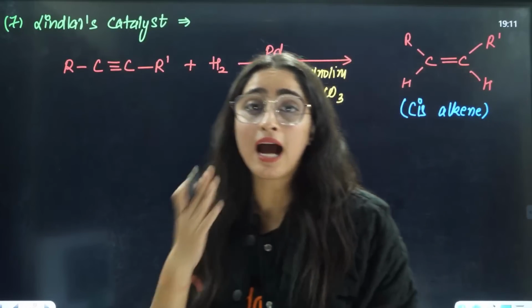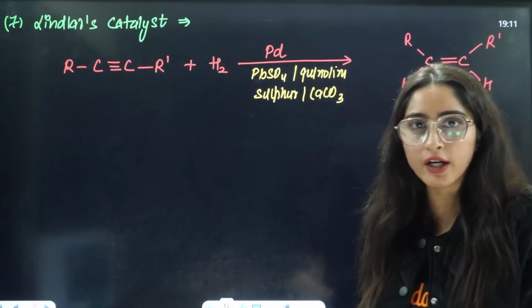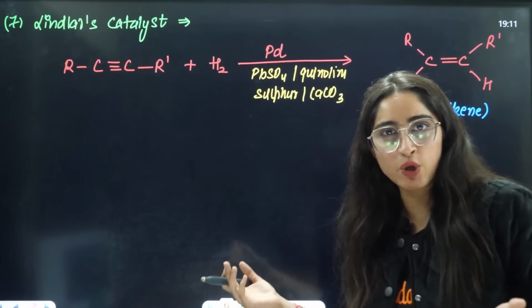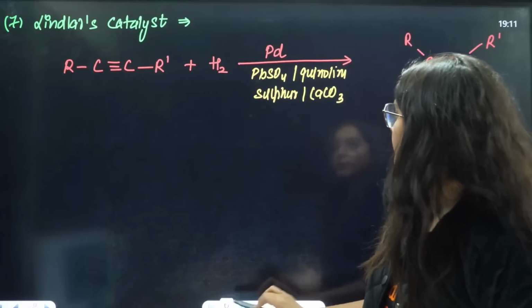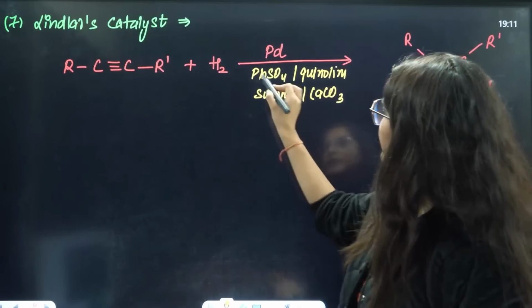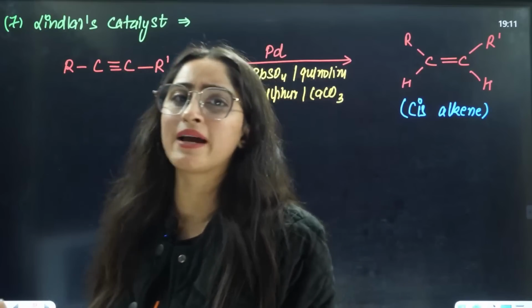Now, Lindlar's catalyst is basically poisoned by sulfur, poisoned by quinoline, poisoned by CaCO3, right? Or simply they will write BaSO4. Okay. So anything they can ask you, or simply they can write poisoned by sulfur.